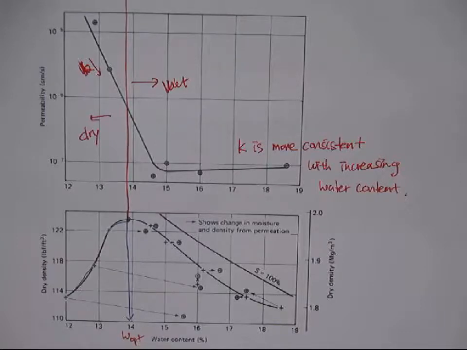Because when you compact it on the dry side, after the completion, when water flows, the water will increase the water content, and that will change the permeability. Right? So you don't want to have that change. You want the soil to have a constant permeability over time or over the range of water content.